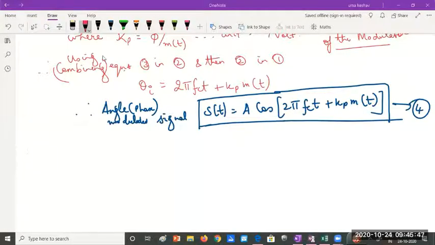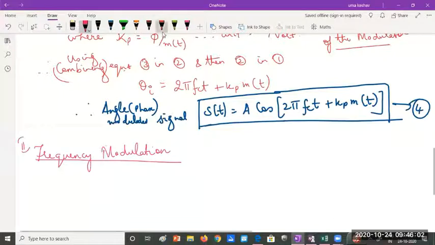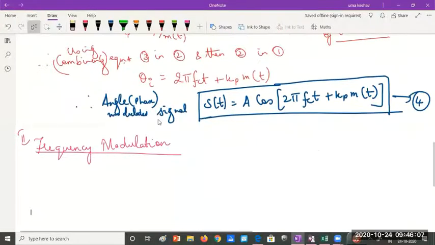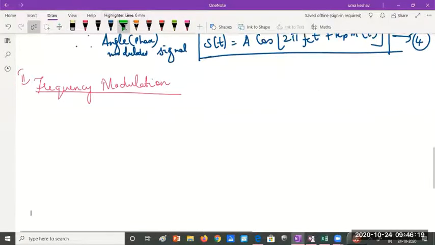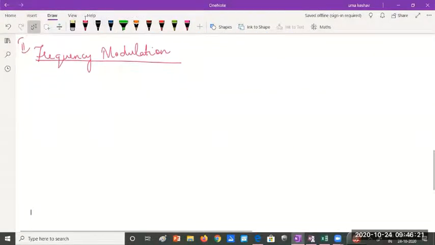Now, let's talk about the next topic, that is frequency modulation. First, we spoke about phase modulation. The second one is frequency modulation. And please remember, both these types, frequency and phase, are parts of the angle of a signal. Okay. So please make a note of the definition of frequency modulation.